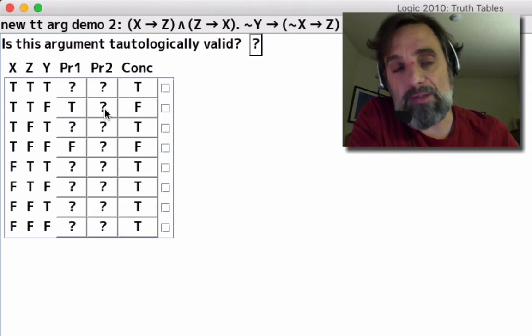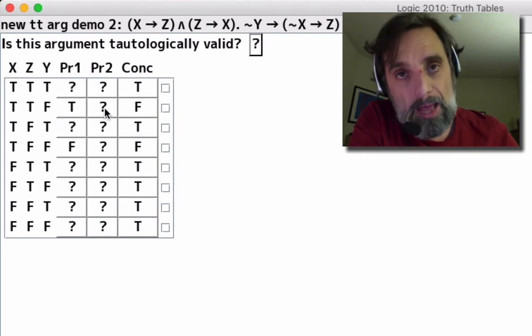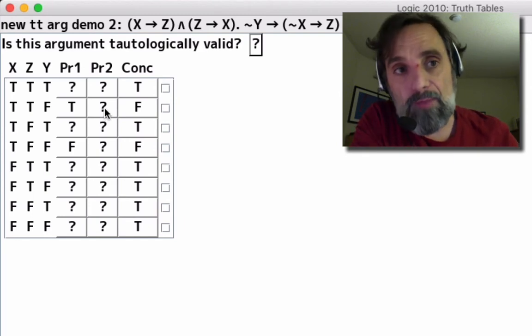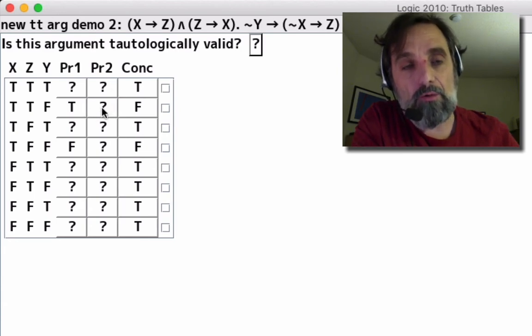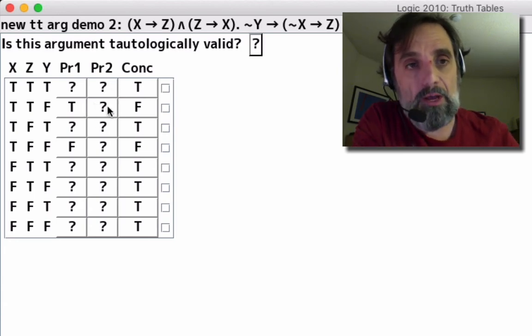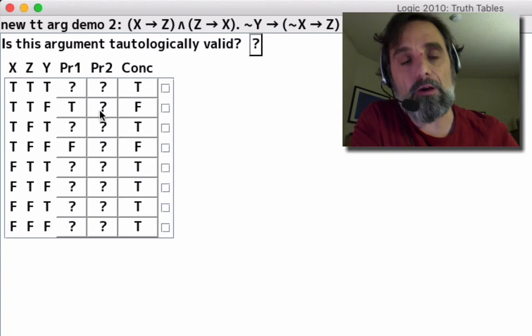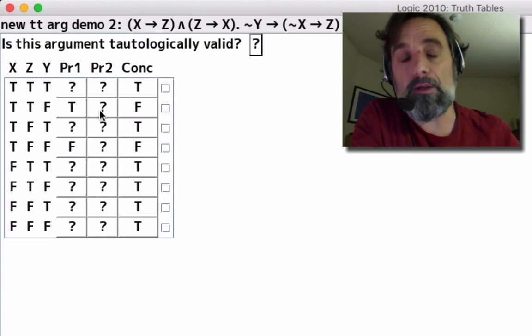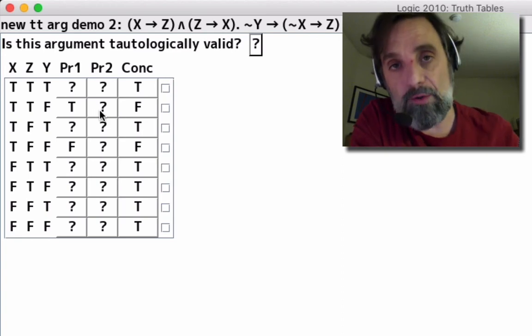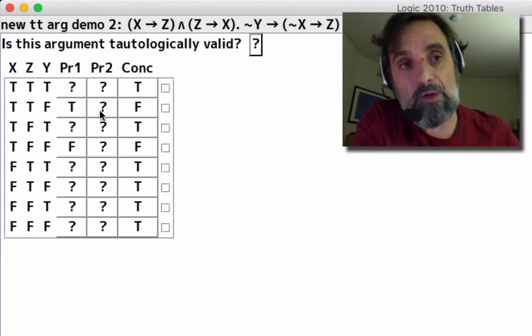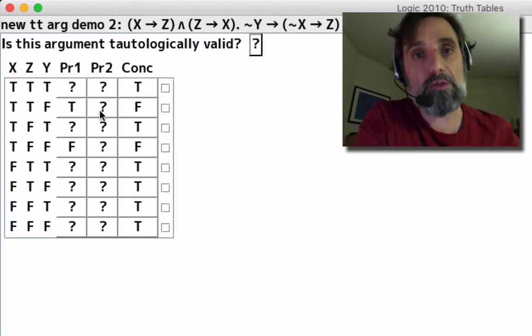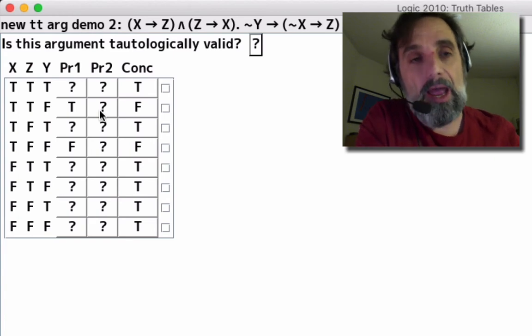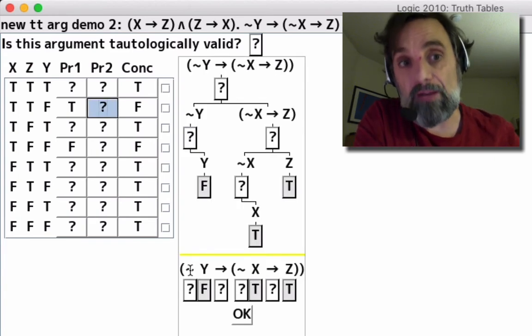So if this premise is true, then this row is going to be bad and the argument is invalid. If premise 2 is false on this row, then this row has a false premise and so the row is okay, so all the rows are okay, so the argument is valid. So let's find out whether or not premise 2 is true or false on this row, and so whether or not this row is okay or bad, and so whether or not the argument is valid or invalid.